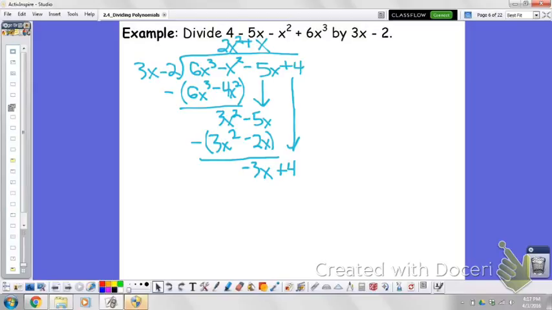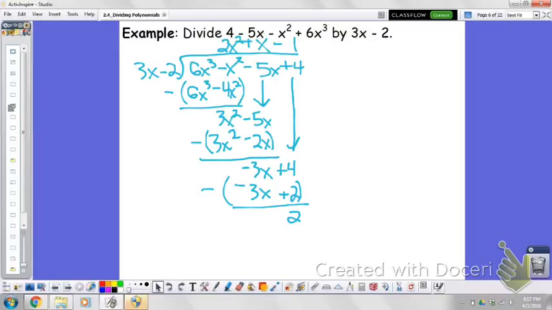So now I look at negative 3x divided by 3x. Negative 3x divided by 3x is negative 1. So I write the negative 1 above the 4. Multiply that negative 1 by 3x minus 2, and I get negative 3x plus 2. And I'm going to subtract that. Then I have 4 minus 2, which is 2. And then the 3x's will cancel out.